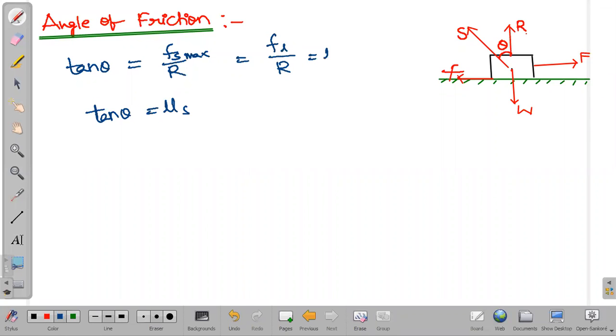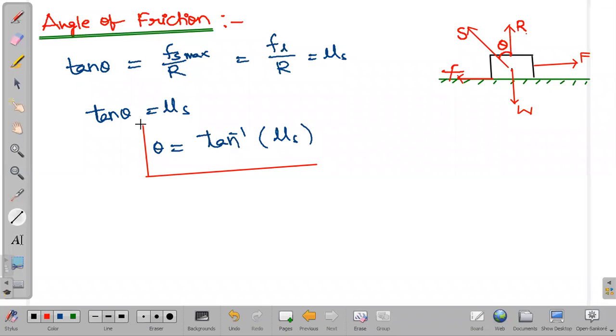Already we have written mu s, right? Now, if we write an expression for theta, theta is equal to tan inverse of mu s, the static frictional coefficient. So we got an expression for the angle of friction. One more angle will be there, the angle of repose. That also we will see here.